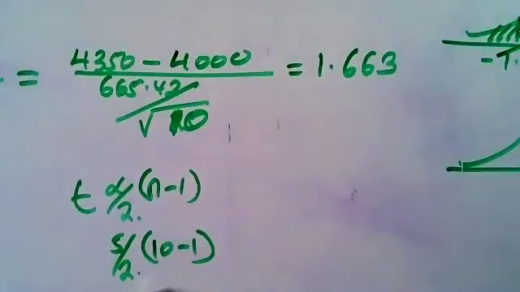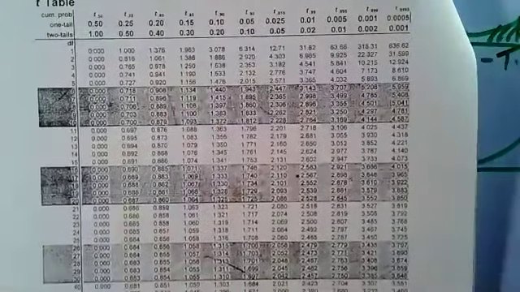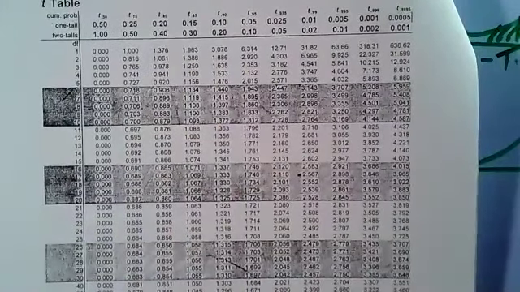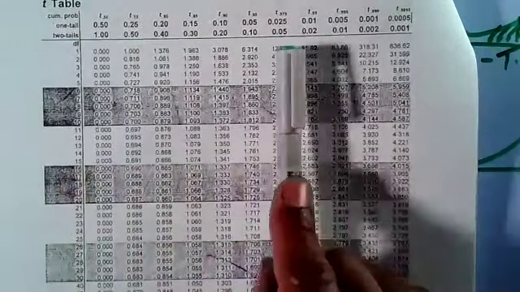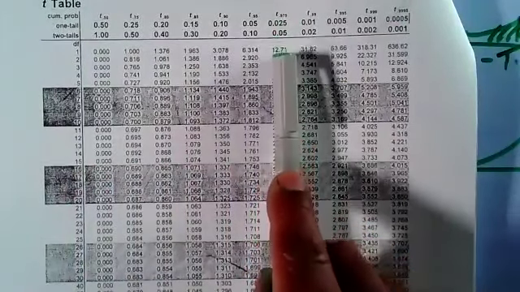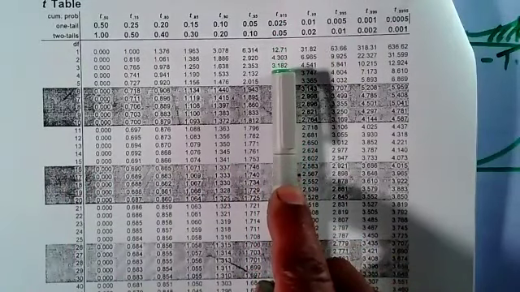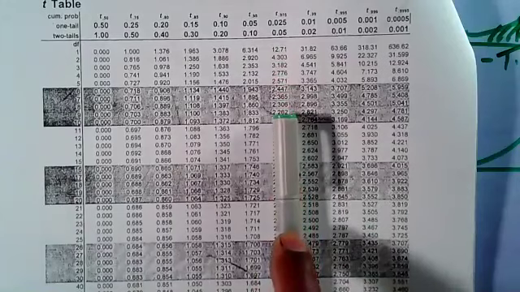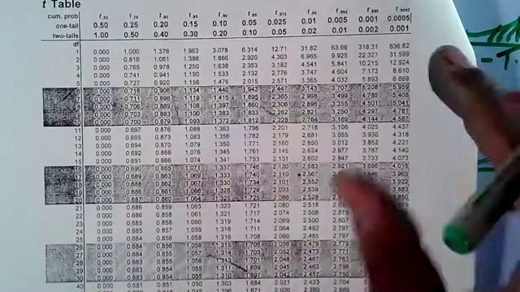Since you are using a two-tail test, you look at 5 divided by 2, which is 2.5%. Either it's one test or two tests, you can take either 5% or 2.5%, they are the same. Then you go down to where n minus 1, which is 10 minus 1, is 9. At 9, the value is 2.262.